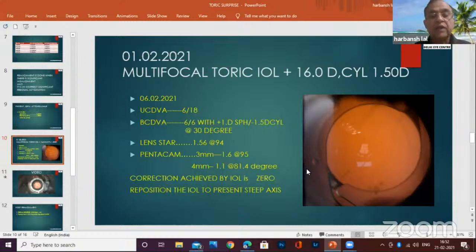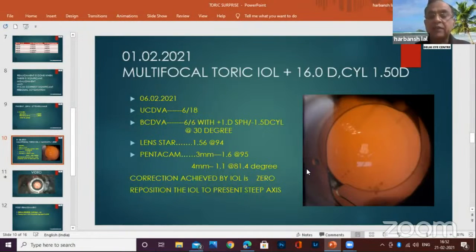And then we again calculated the keratometry. At present, the Lenstar keratometry was 1.56 at 94, and Pentacam at 3 millimeter was 1.6 at 95. Because Indian people are a little smaller, I go by 3 millimeter most of the time. But at 4 millimeter, it was just 1.1, and it was 81.4 degrees. So correction achieved by the IOL was more or less 0, and you can see the IOL is mispositioned. So we plan to reposition the IOL to the present steep axis.